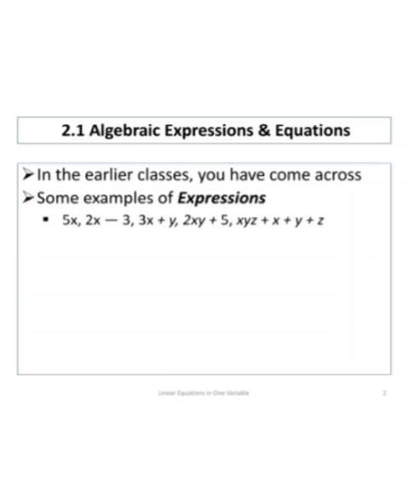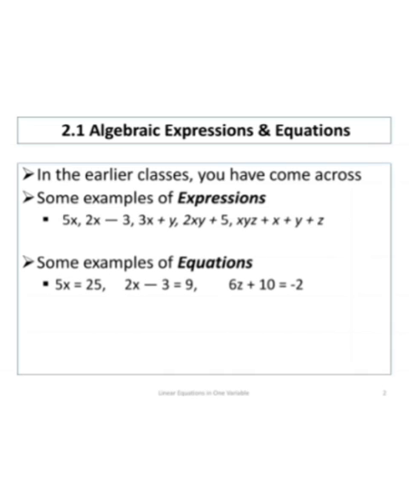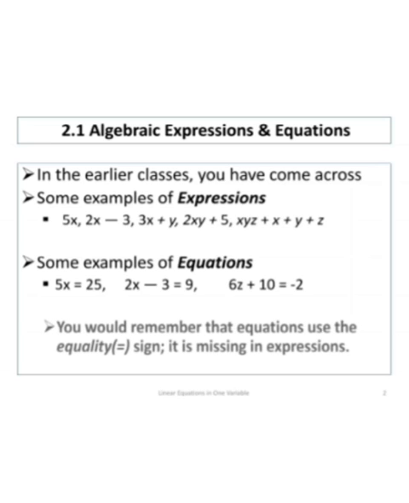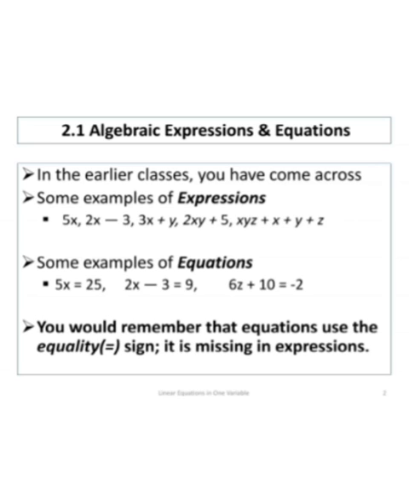For example, 5x, 2x minus 3, 3x plus y, 2xy plus 5, xyz plus x plus y plus z, and you also come across some examples of equations like 5x is equal to 25, 2x minus 3 is equal to 9, 6z plus 10 is equal to minus 2. So you would remember that equations use the equality sign, which is not there in the expressions.